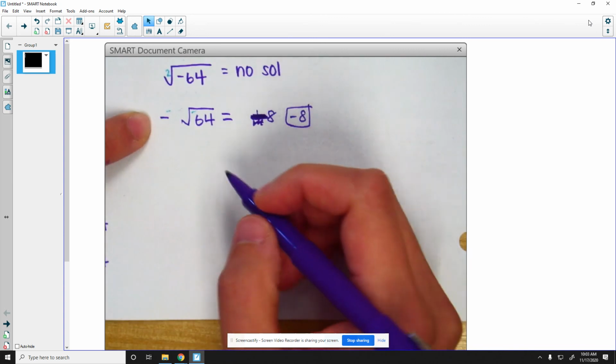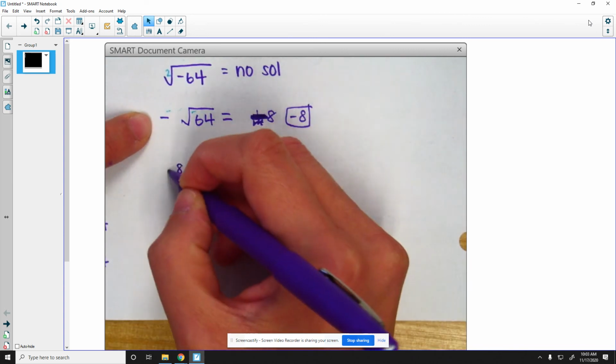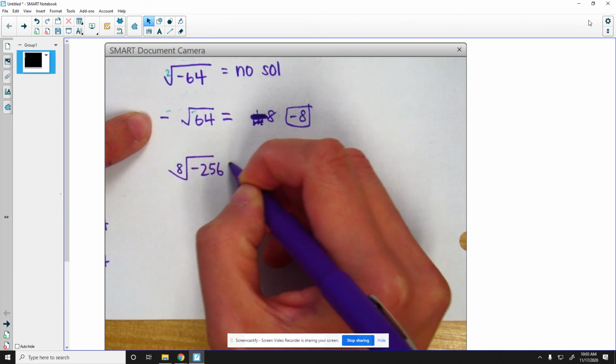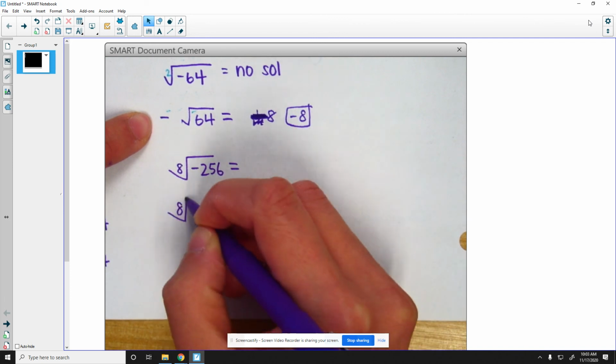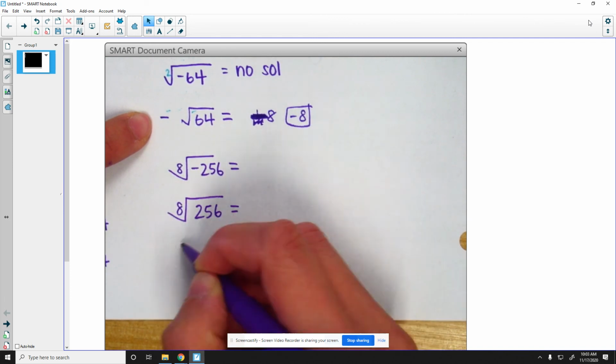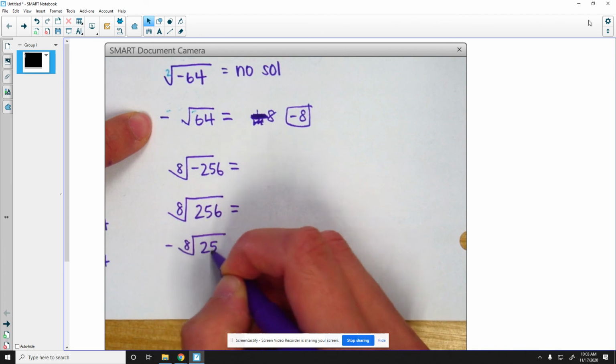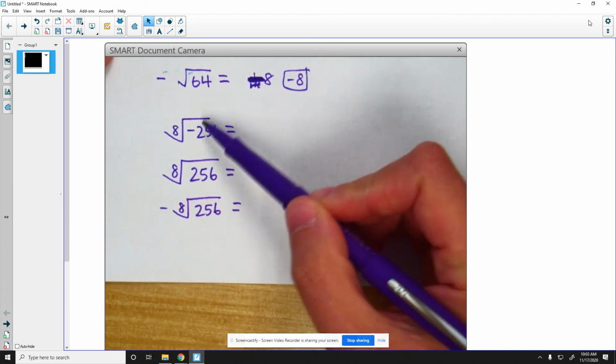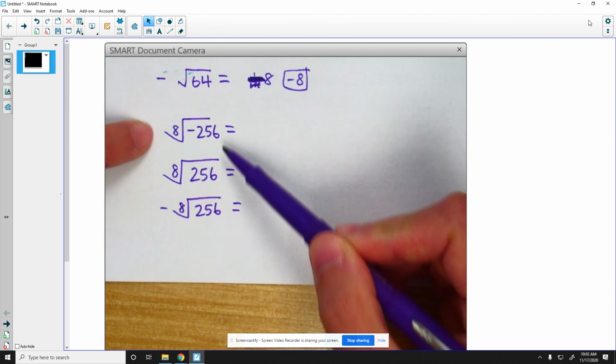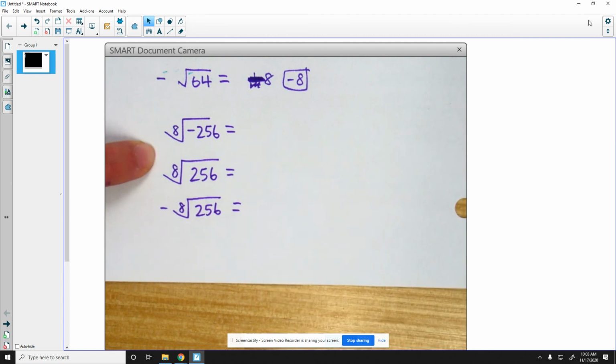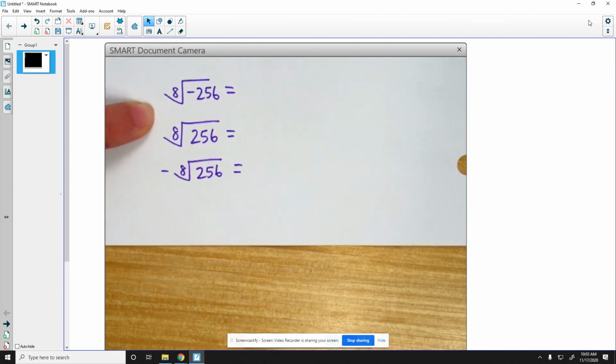All right, last 3 before we do something different then. The 8th root of -256, and then the 8th root of positive 256, and then the negative 8th root of 256. Do you see how they're literally the same numbers, but depending on where your negative is, it can change your answer? So try to find all three of those answers, and you should get three completely different answers for the set.